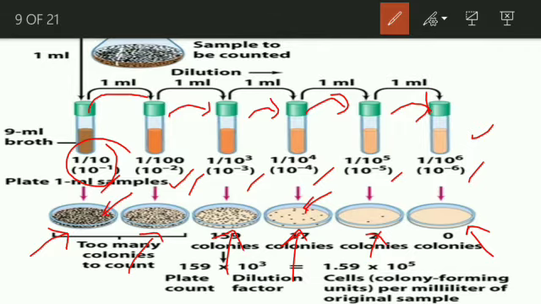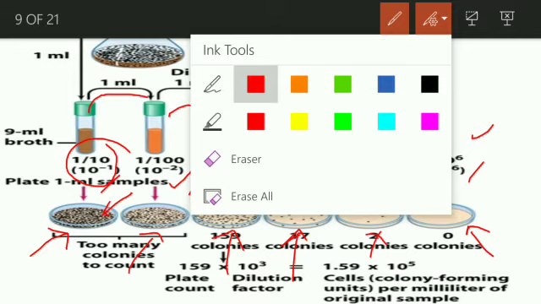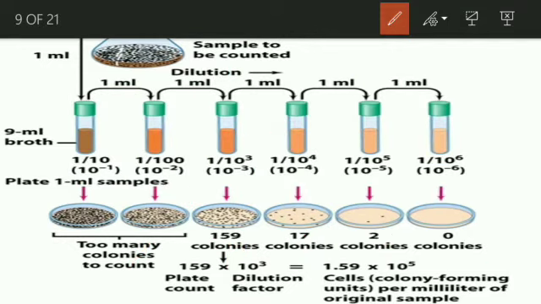For example, in this plate at 10 to the power of minus 3, 159 colonies were identified. The dilution factor is 10 to the power of 3. When you multiply 159 by 10 to the power of 3, you get the number of bacteria present per ml directly. And this is what is called serial dilution.